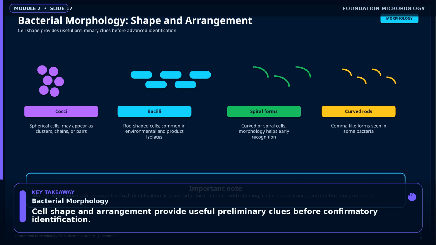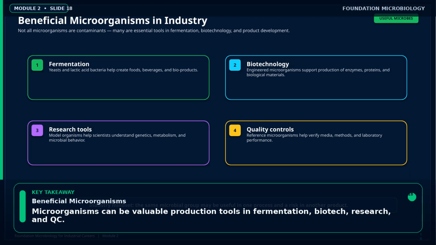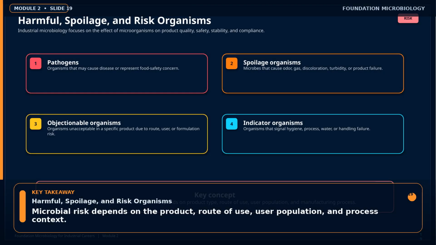Cocci, bacilli, spiral forms, and curved rods may suggest likely organism groups, but morphology must be combined with staining, culture characteristics, and confirmatory testing. Not all microorganisms are contaminants. Many play essential roles in fermentation, biotechnology, research, and quality control testing. The same microbial group may be beneficial in one process and unacceptable in another, depending on the product and manufacturing context. Industrial microbiology evaluates microorganisms by their effect on product quality, safety, stability, and compliance.